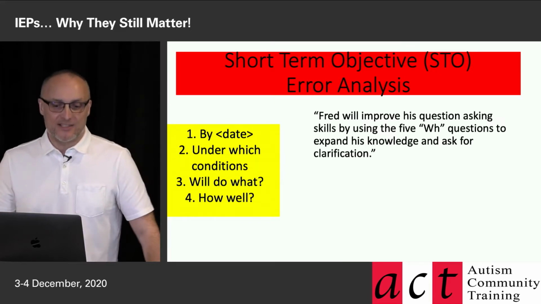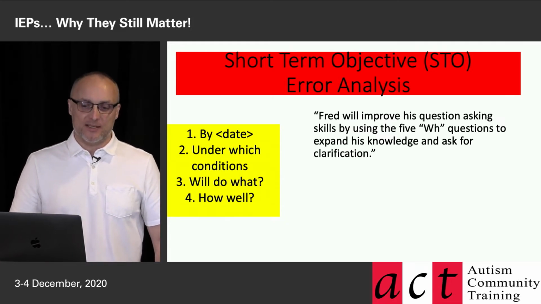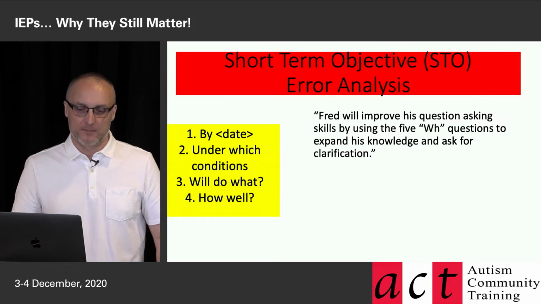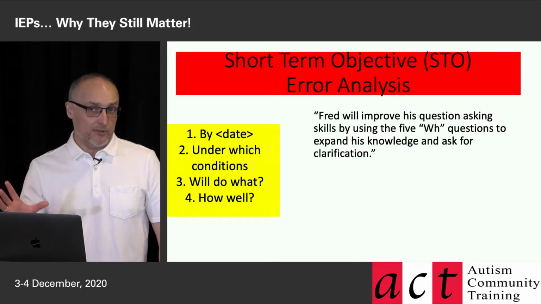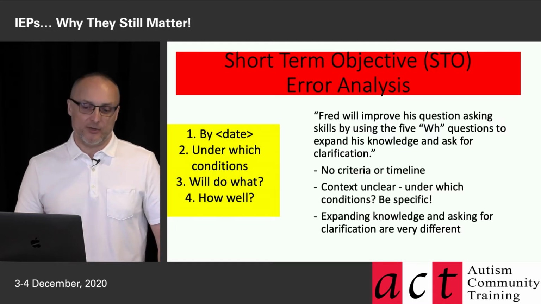Fred will improve his question-asking skills by using the 5 WH questions to expand his knowledge and ask for clarification. That's not entirely terrible, but it's missing some of these elements. There's no criterion for mastery to know that he's achieved it. There's no timeline by which this should be taught.